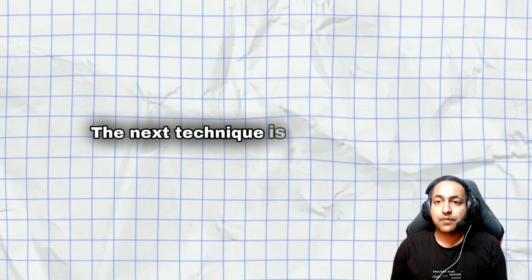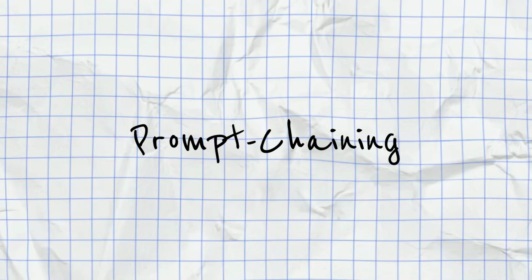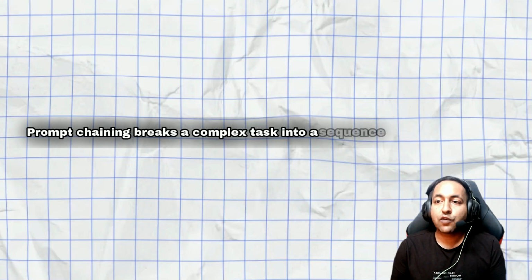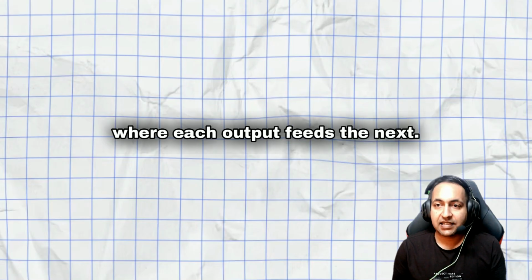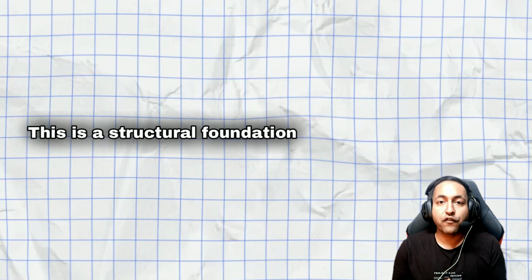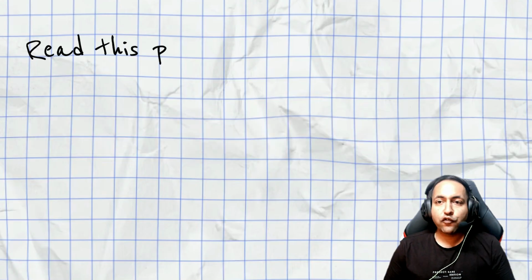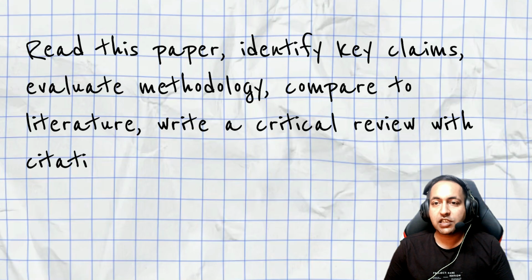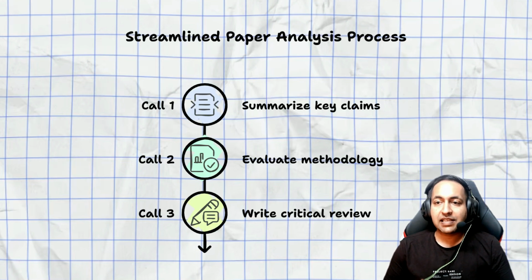The next technique is prompt chaining. Prompt chaining breaks a complex task into a sequence of simpler prompts where each output feeds the next. This is a structural foundation of AI agent workflows. So instead of using something like read this paper, identify key claims, evaluate methodology, compare to literature, write a critical review with citations, you can chain this prompt into multiple calls in which the first call summarizes the key claims of the paper as a structured list.